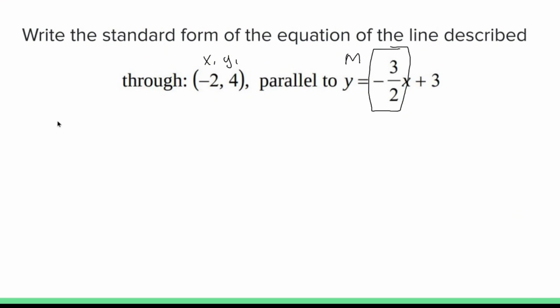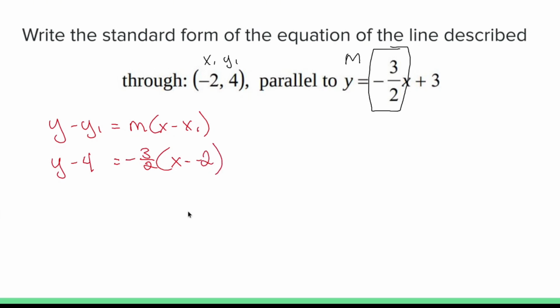So point slope form is y minus y sub 1 equals m times the quantity x minus x sub 1. If something is parallel, that means they share the same slope. So my m is -3 over 2. I have the point labeled. So y minus 4 equals -3 over 2 times x minus -2. So we have a double negative here. Let's make it positive.